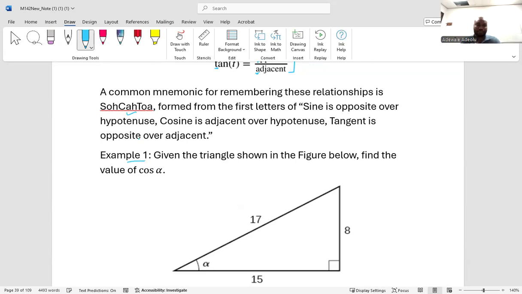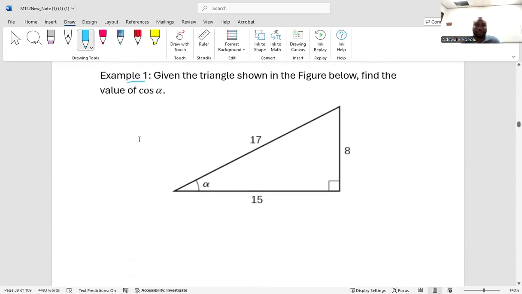Let us look at an example. Given the triangle shown in the figure below, find the value of cosine of alpha. So we have angle alpha here. Because this side is facing that angle alpha, it is the opposite. This side is the one facing the 90 degree angle, so it is the hypotenuse. And lastly, this is the adjacent. Now we are looking for cosine of angle alpha, which is adjacent over hypotenuse.